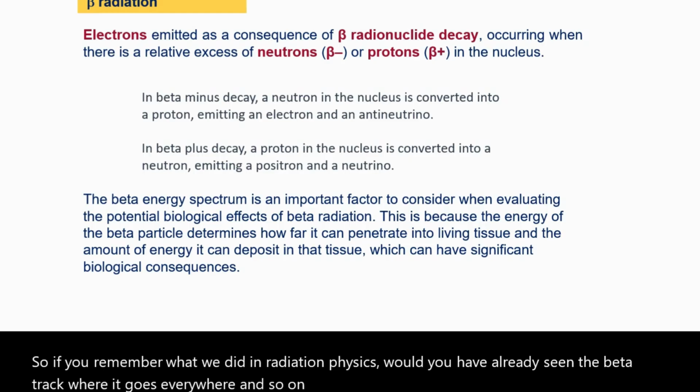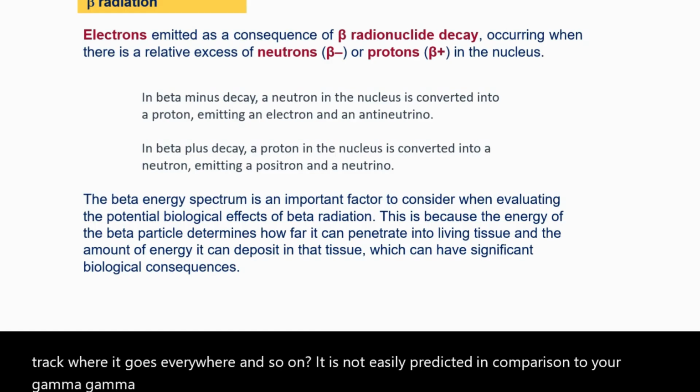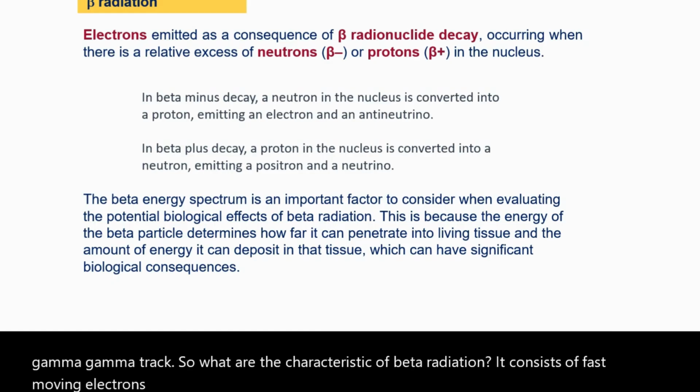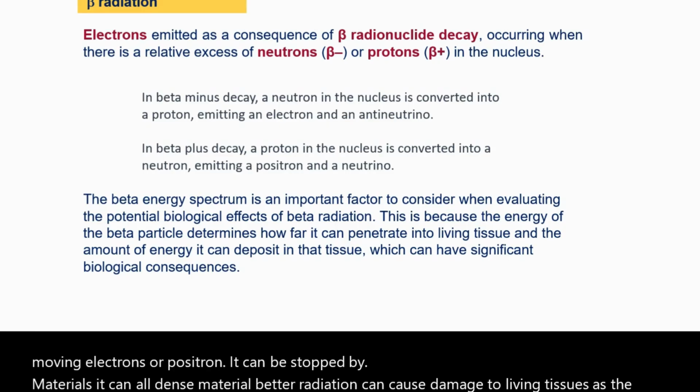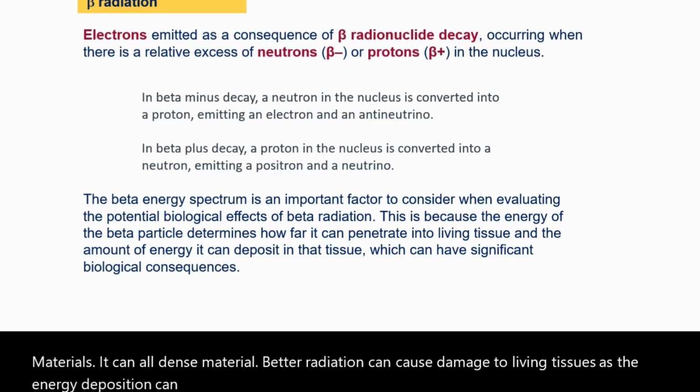It is not easily predicted in comparison to your gamma track. So what are the characteristics of beta radiation? It consists of fast-moving electrons or positrons. It can be stopped by heavy or dense material. Beta radiation can cause damage to living tissues as the energy deposition can disrupt at a cellular level.